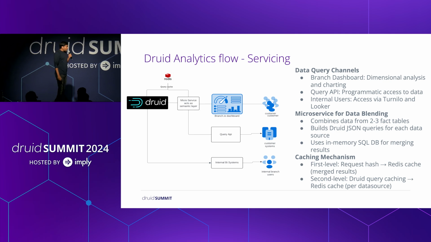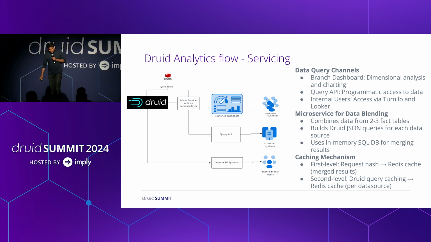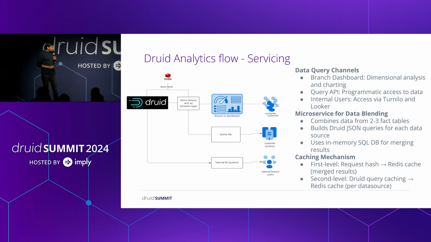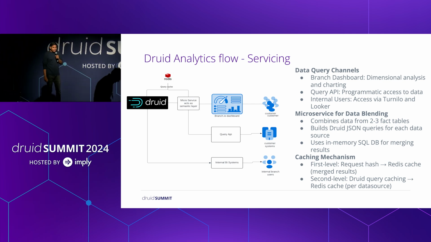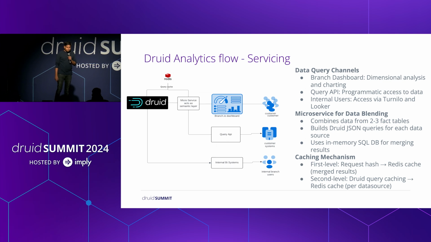The query API also does the same. We reuse the same microservice. Also in this layer, we do the caching. We have two levels of caching. The first level is in the microservice: the unified requests we get, those requests and responses, are stored in the Redis caching layer. The second level is Druid caching. Druid supports query-level caching, and we use that one. Both share the same Redis cluster.